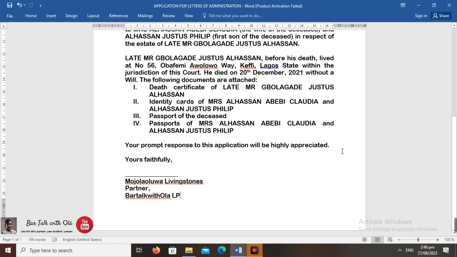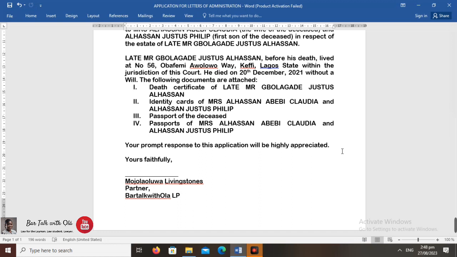1. Death certificate of late Mr. Bolagade Justus Alasan. In Nigeria, you attach the death certificate that you get from the National Population Commission, not the one that the doctor issues that shows time of death and cause of death from the hospital, not that one, the one that comes from National Population Commission. So you can factor this in and get it for your client as a lawyer now. Or if you're a layman doing this, you have to get it first.